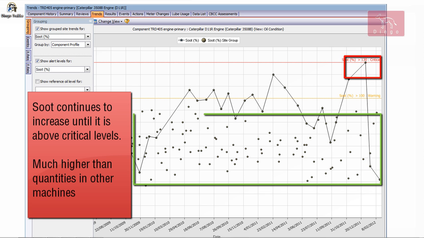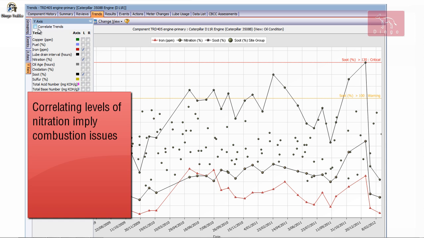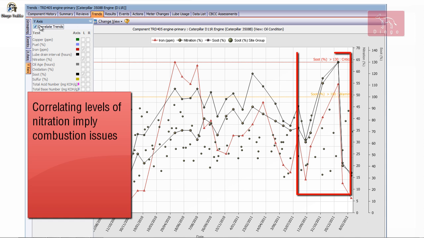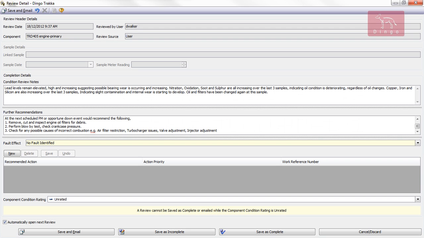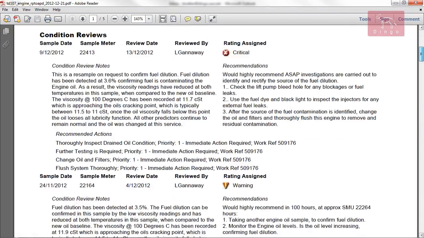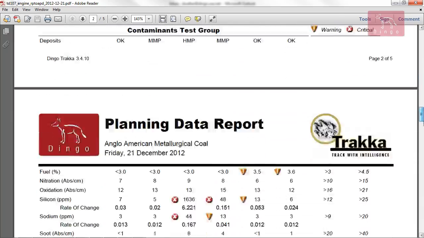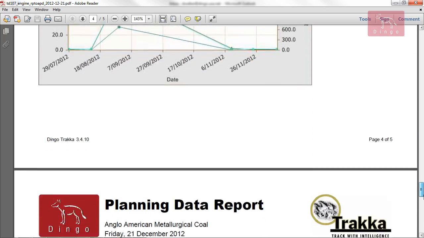These data points represent the soot levels in the same engine model across the site, demonstrating the level of elevation for this machine. Plots for soot, nitration, and iron correlate closely, demonstrating that the raised levels are connected. The Trakka expert issues a priority one message to the mine site maintenance personnel, creating a work order and requesting that they immediately inspect the engine oil filters, perform a blow-by test, and investigate the cause of the combustion issue. This is automatically emailed to staff on site by Trakka.